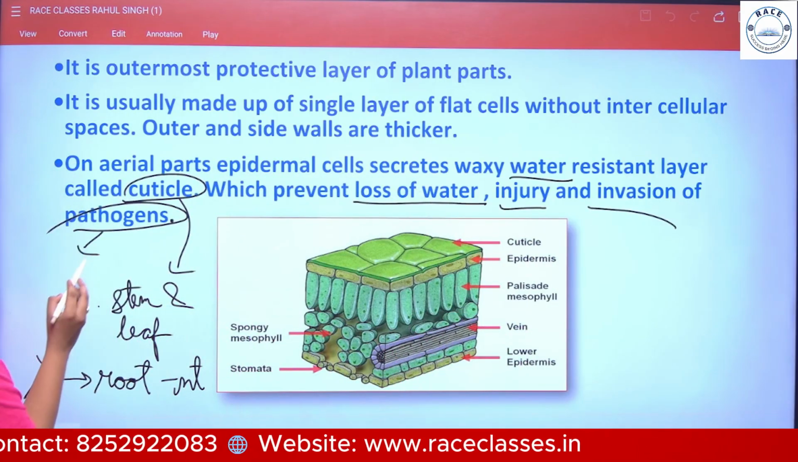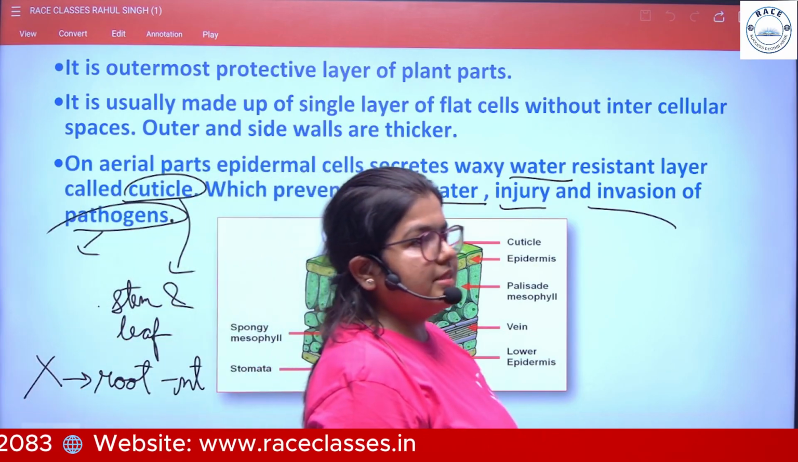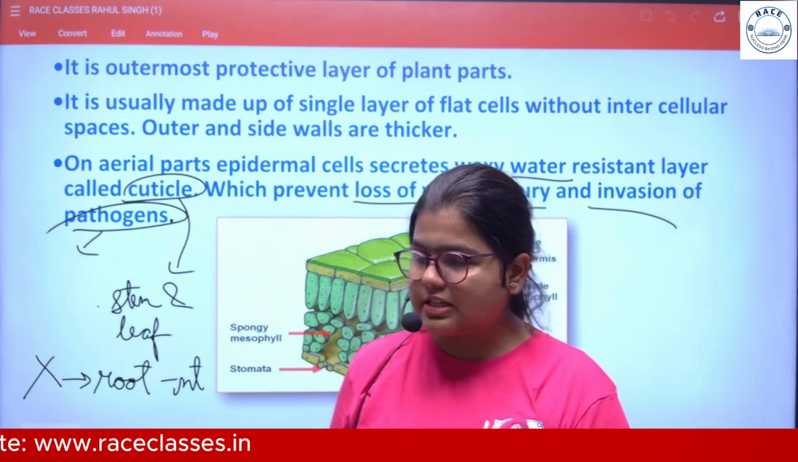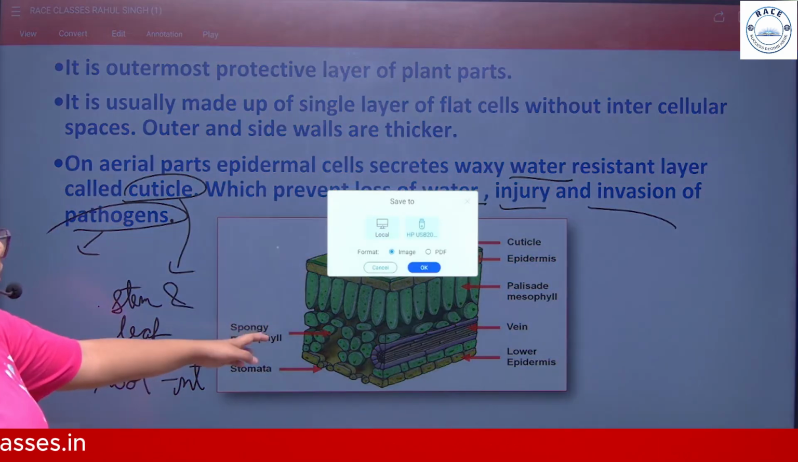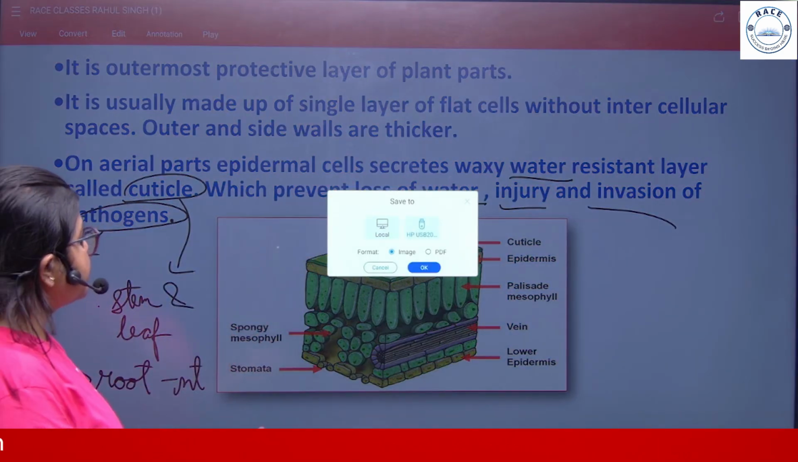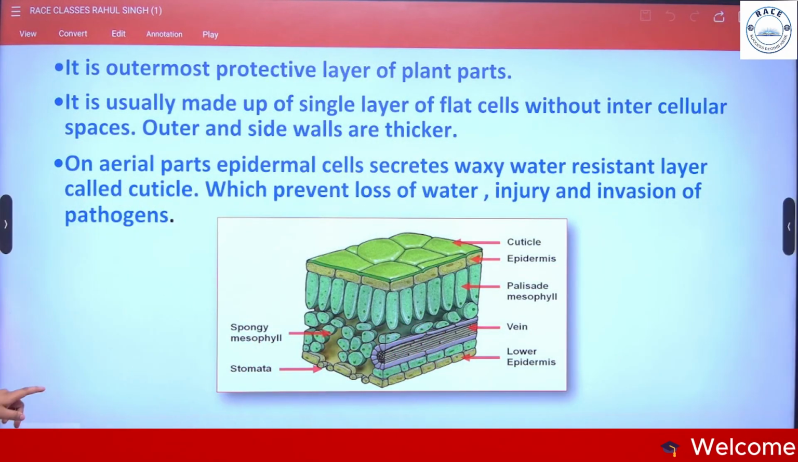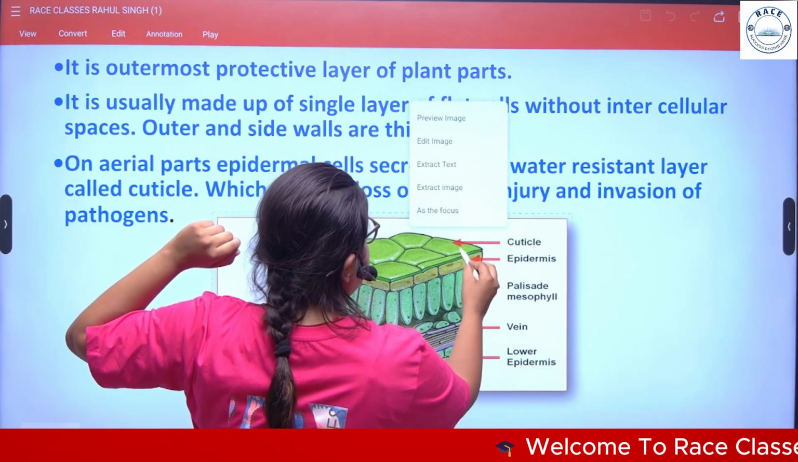What is pathogen? Any disease causing microorganism that enters inside any human or plant body is known as a pathogen. This is the diagram. You can see this is the upper layer of epidermis which has cuticle in it.